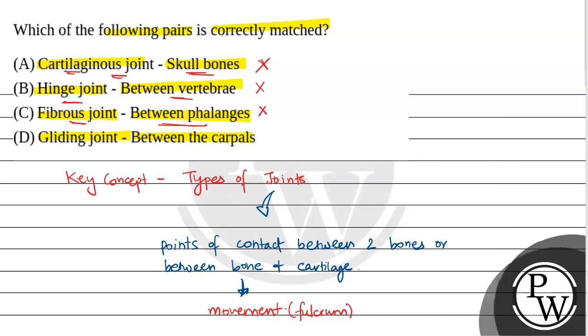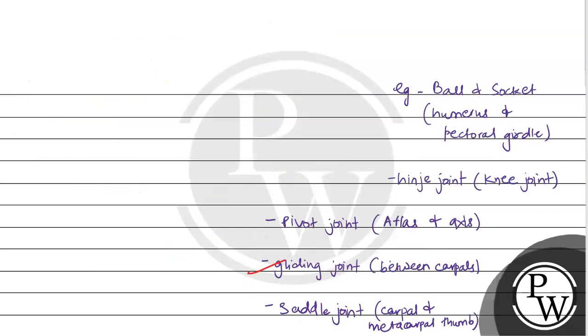This is also wrong. Fibrous joint is present only between the flat skull bones which allow no movement, and phalanges मतलब fingers में movement allowed होता है. And fourth is the gliding joint, which is present between the carpals. So this is right.